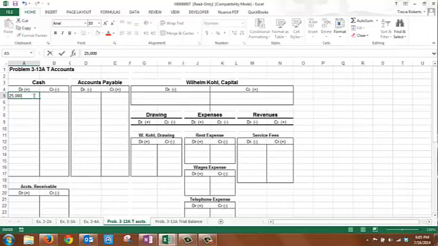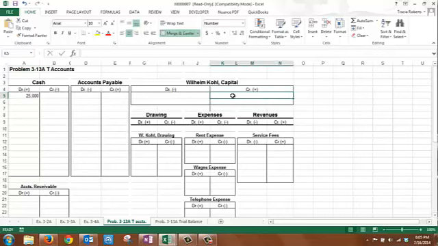Where did the money come from? We invested this money, so more than likely it's money that we had and we put it into our business. So we want to keep a running total of how much money we put into our business. We're going to credit $25,000.